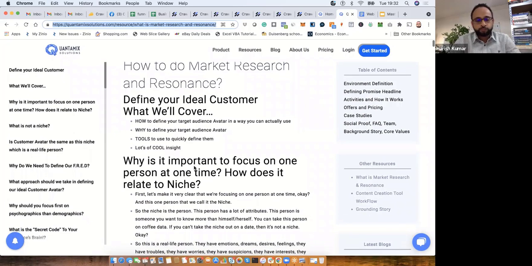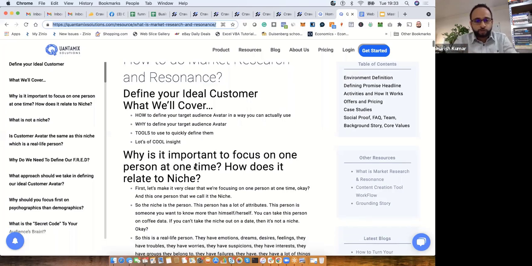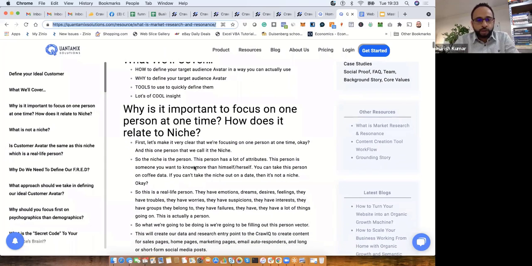In this whole document, what we are going to cover is how to define your target audience avatar in a way which you can actually use. That's most important. You can do demographics, you can go to LinkedIn, you can make some reports, but how do you define it in a way which you can actually use in your content strategy and in refinement of your product or service ideas? Why define your target audience? And what tools are you going to use? I'm not going to cover all of this, but it is very important.